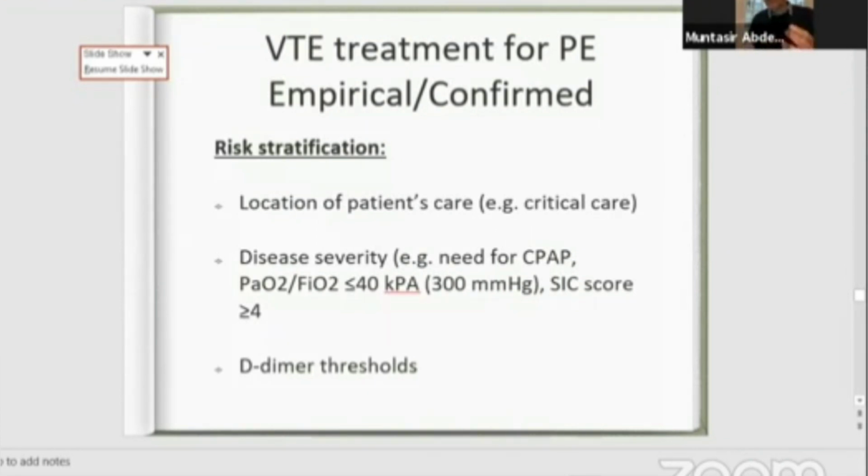Also, disease severity, and also D-dimer threshold. I will discuss each of these three factors separately: the location, the severity of the disease, and the D-dimer. If we take the location, people in intensive care are likely to have PE, about 1/3 of them.